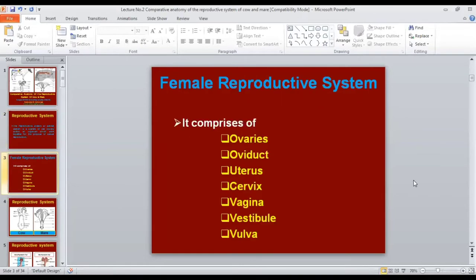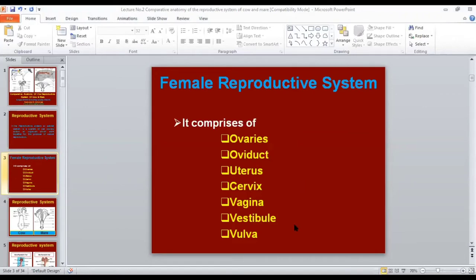As for the female reproductive system, you know that it comprises two ovaries and two oviducts, uterus, that further has uterine horns of different shapes in different animals, then a cervix, then vagina, vestibule, and vulva. You can broadly divide it into external genitalia and internal genitalia according to the clinical features or from the clinical examination point of view.